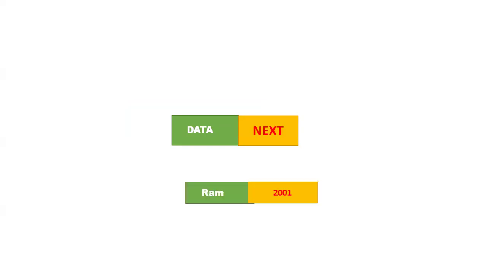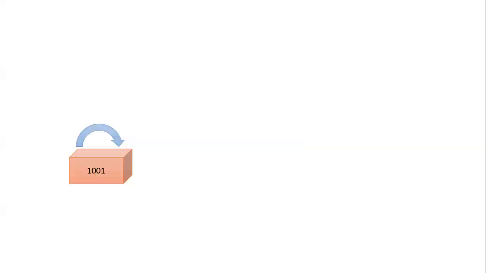In a doubly linked list, we need three parts. First, a part for data, next a part for the reference of the next node, and the third part which will store the address of the previous node. In this example, this part is where we are storing our data, this part of our node stores the address of the next node, and this part stores the address of the previous node.